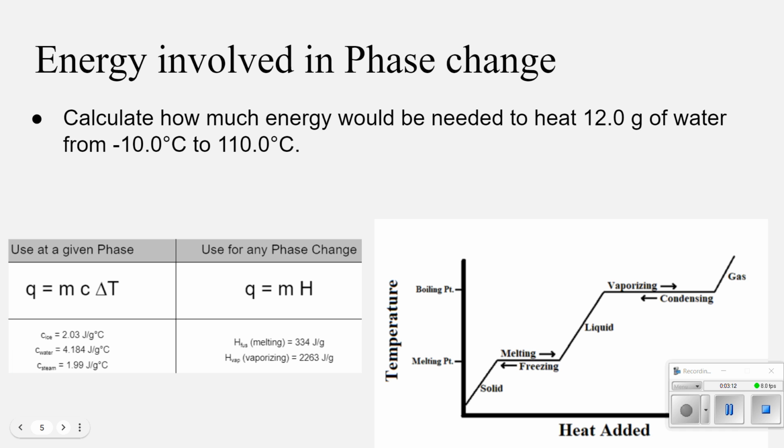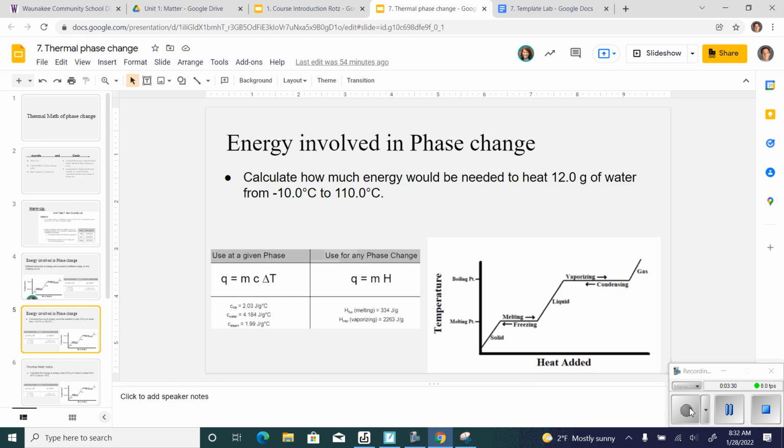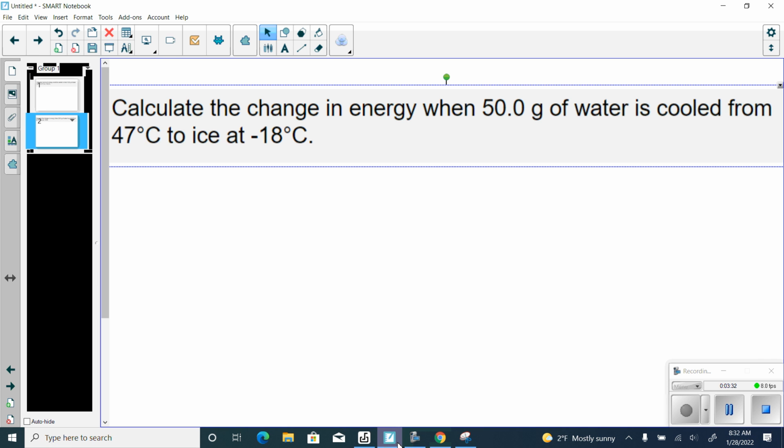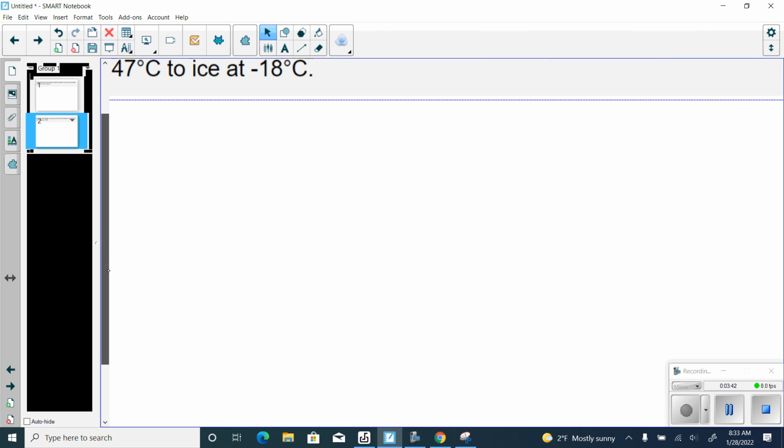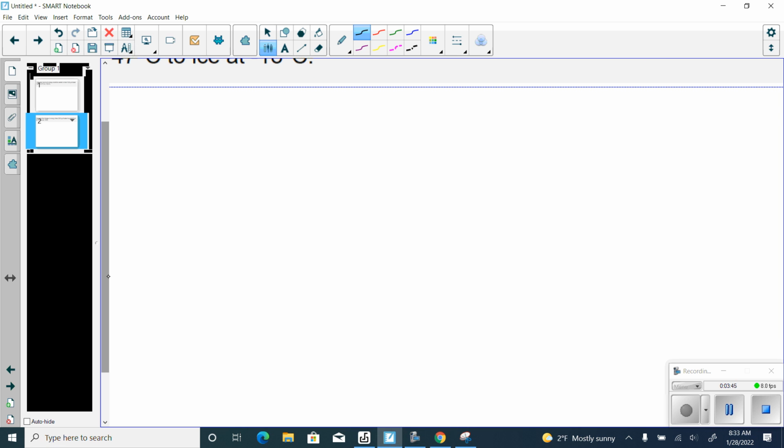So, here's the first sample question that you have in your notes that we're going to go over. It says, calculate how much energy would be needed to heat 12 grams of water from negative 10 degrees Celsius to 110 degrees Celsius. On the right-hand side of your sheet, there is a spot for you to have kind of a heating cooling curve. So I'm just going to draw one right here.